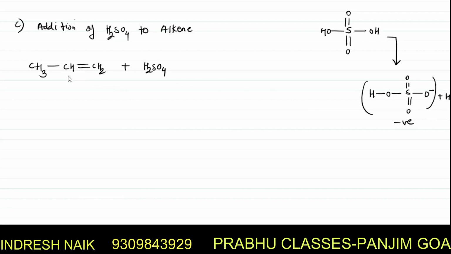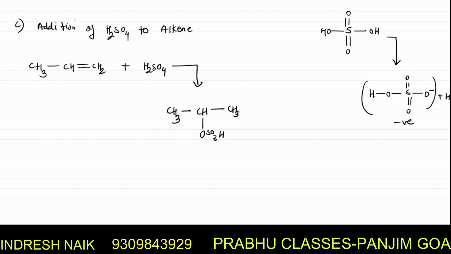So the negative part will go to the carbon which has the lesser number of hydrogens, right? We'll keep this one rule in mind whenever there is an addition reaction taking place on an alkene. So this is CH3, CH. How do we write OSO3H? Okay, it is written this way. In many textbooks, it is written this way. This gives you CH3, and one of the hydrogens is gone there.